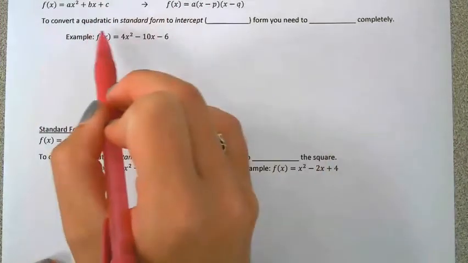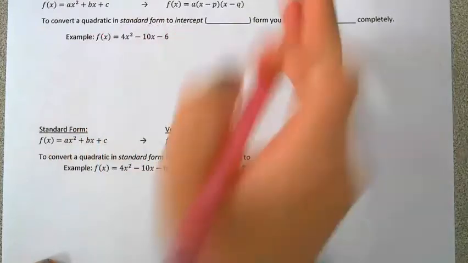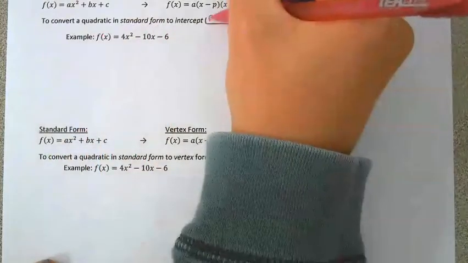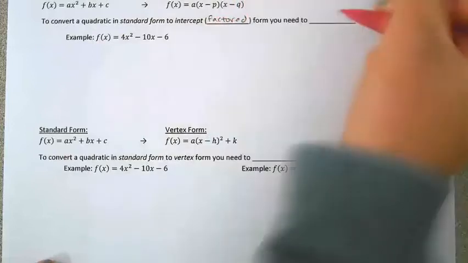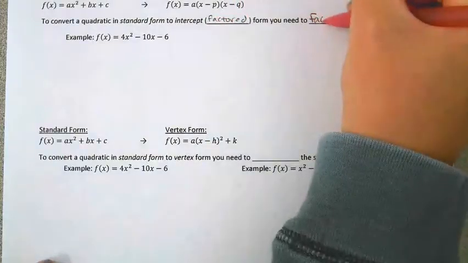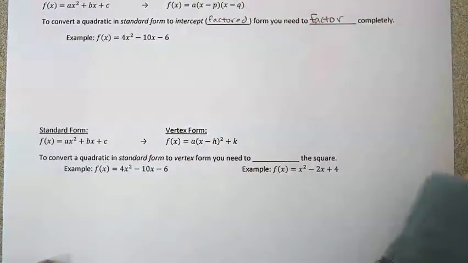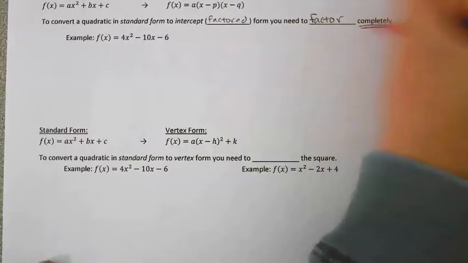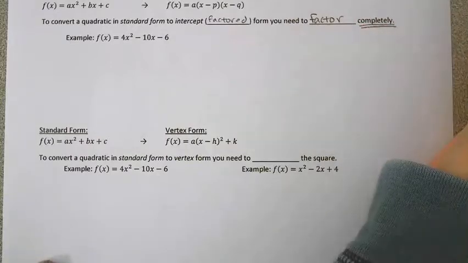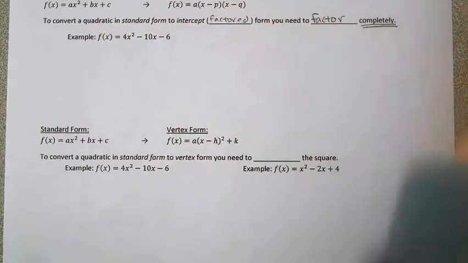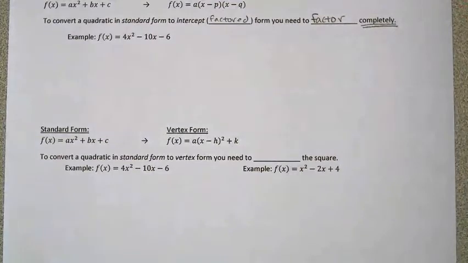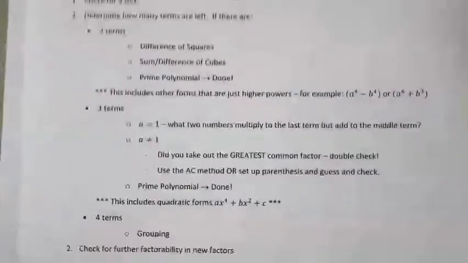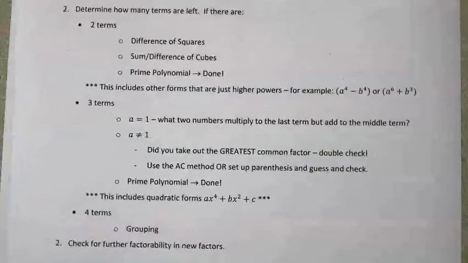So to convert a quadratic in standard form to intercept form or factored form, you need to factor, surprise, surprise, completely. Before we hop into factoring completely, we haven't quite talked about the completely part yet in this class. We are going to talk about it more in a later unit, but I do want to touch base. I have a factoring completely hierarchy that you can use to help you. You should have done this in Algebra 1, so this is review.